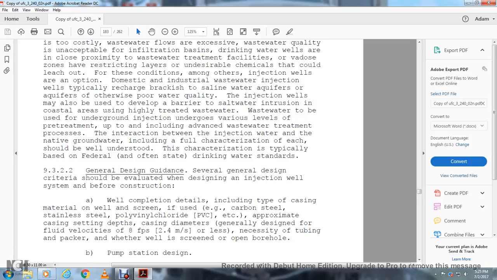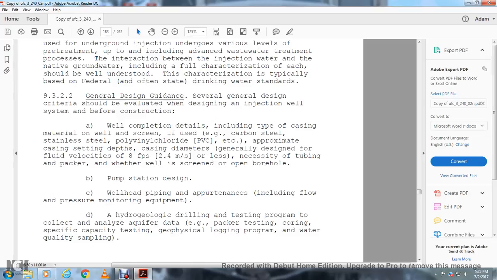9322 General Design Guidance. Several general guidelines and criteria should be evaluated when designing an injection well system. For completion, design details include type of casing, material of the well screen if in use, such as carbon steel, stainless steel, polyvinyl chloride, casing steel, setting depth of the casing, and diameters, generally designed for a fluid velocity of 8 feet per second.